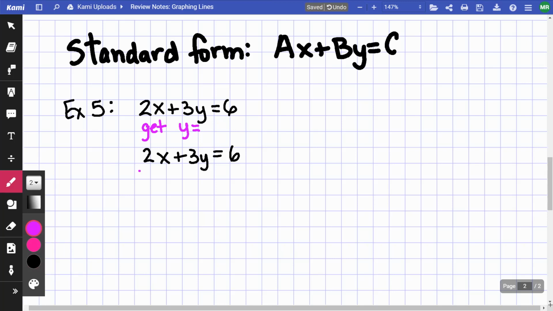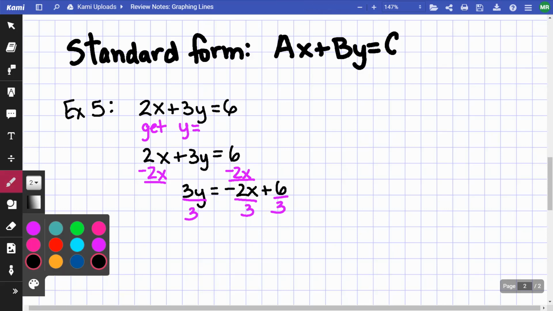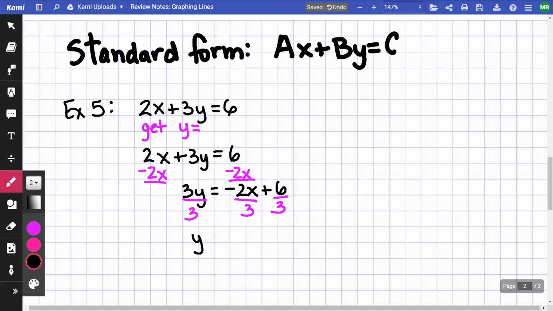When I do this, the very first thing I'm going to do is subtract 2x from both sides. So I get a positive 3y is equal to negative 2x first and then plus 6. Next, I want to get my y totally by itself. So I divide by 3, and I'm going to divide each of these separately by 3. And so my equation is going to be y is equal to negative 2/3 x plus 2. So this is what I'm going to be graphing.